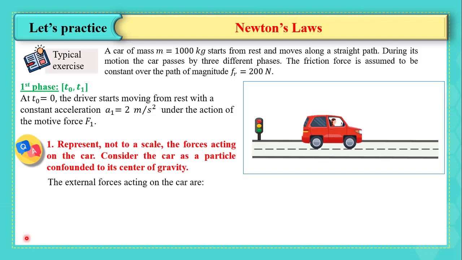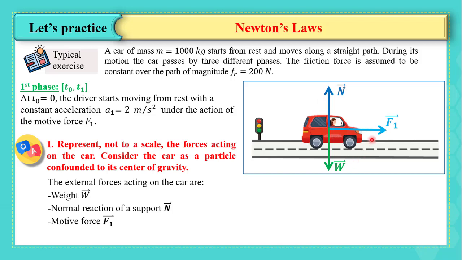Actually, the external forces acting on the car are the weight of the car applied at its center of gravity vertically downward, and the normal reaction of the support N, which we also represent from the center of gravity vertically upward. We have the motive force F1 vector, which is directed to the right along a horizontal line, and also we have the force of friction fr vector, which opposes the direction of motion, so it is directed to the left.